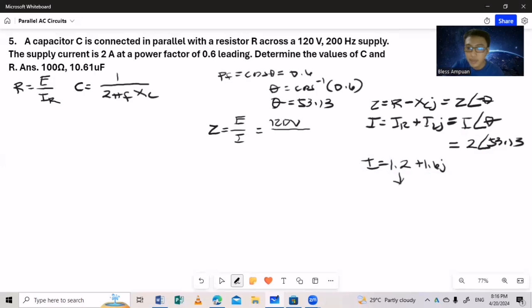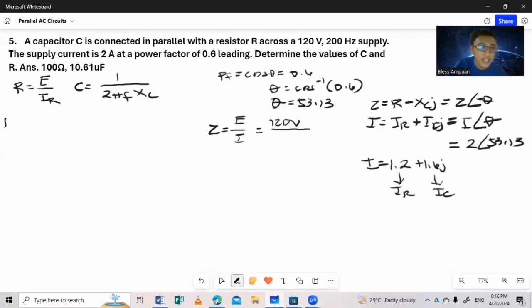This is our I sub R. And then this one is our I sub C. Sorry, it should be I sub C. So this is I sub C. Okay, so now I think we can get the value of our resistance.